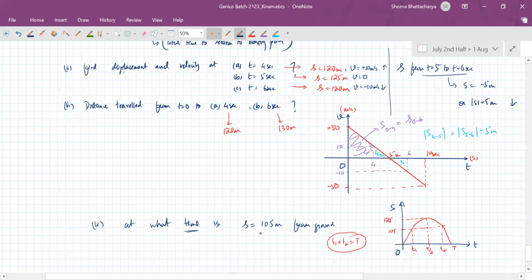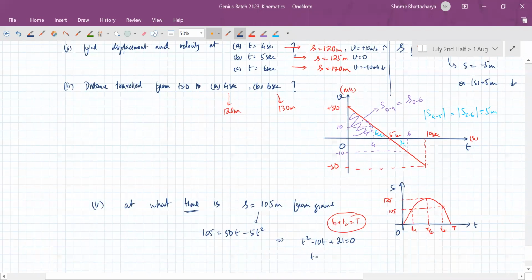So how we'll calculate this: we'll substitute 105 equal to 50t, that is ut, minus half gt square, 5t square. So t square minus 10t plus 21 is equal to 0. We'll solve this for time. I think you should get the time as 3 and 7 seconds. Just check. Yes. You can see here that T1 is 3 seconds and T2 is 7 seconds.